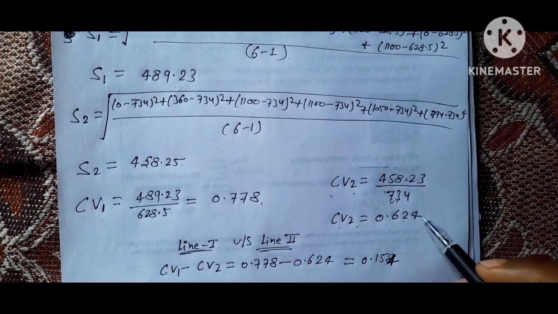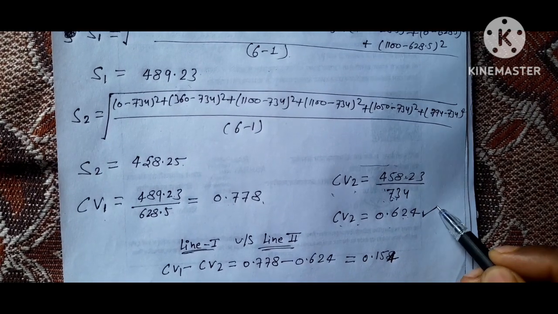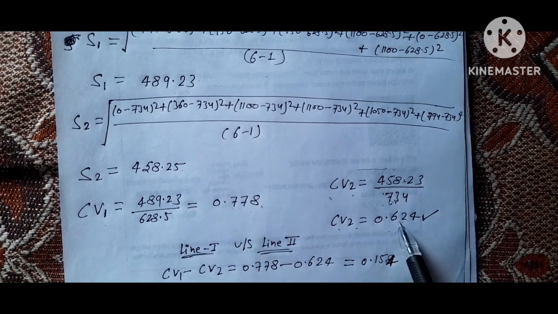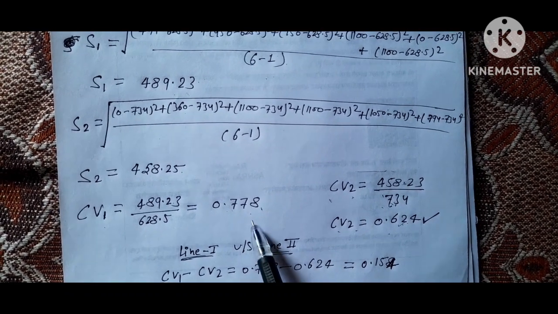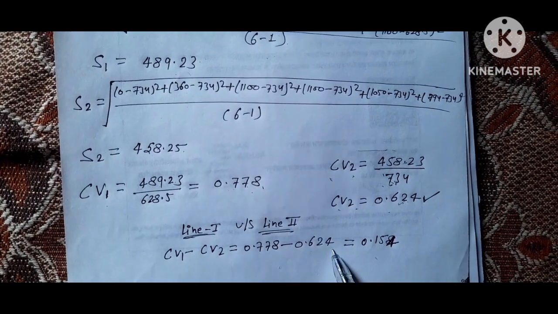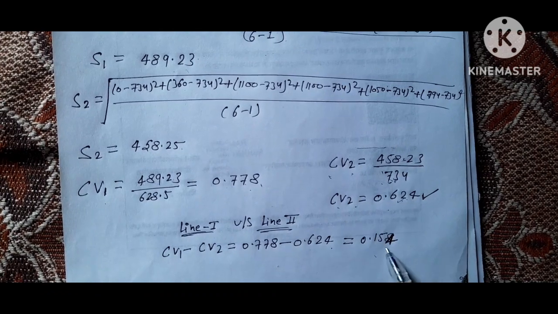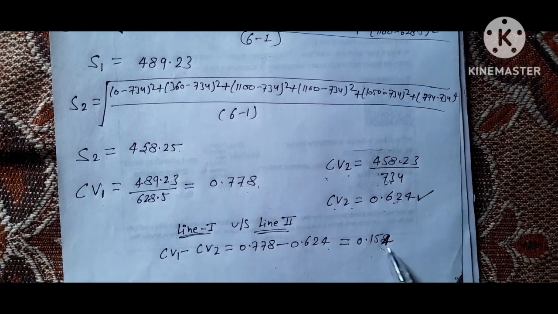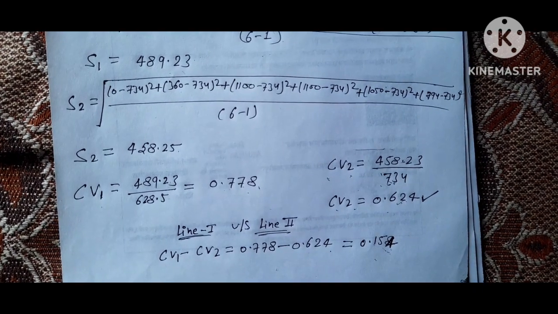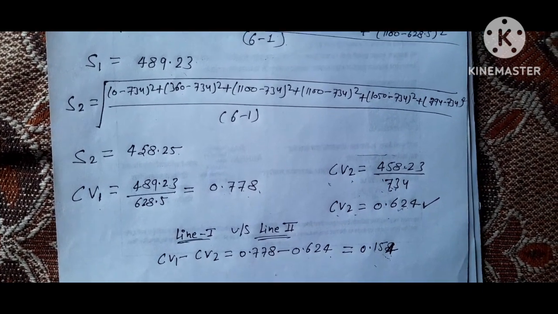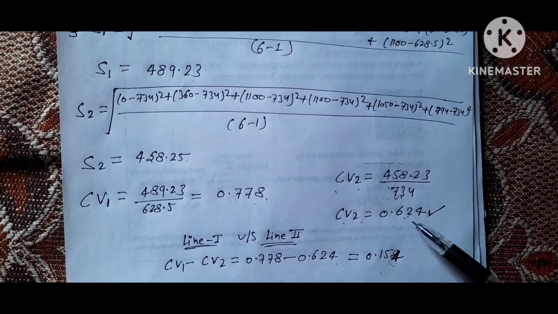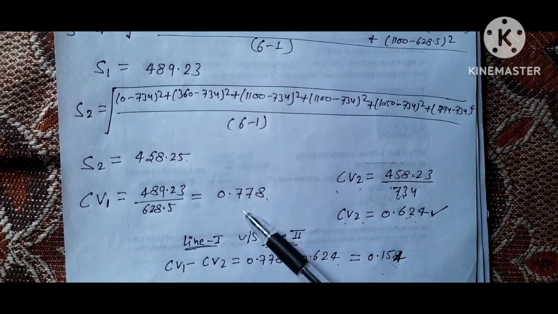So friends, line 2 has better consistency as compared to line 1. So line 2 is more consistent than line 1, but there is not a big difference, because if you take the difference between line 1 and line 2, you find 0.154. So you can say line 1 and line 2 have consistency close to each other, but if you compare precisely, then you can say line 2 is more consistent as compared to line 1.